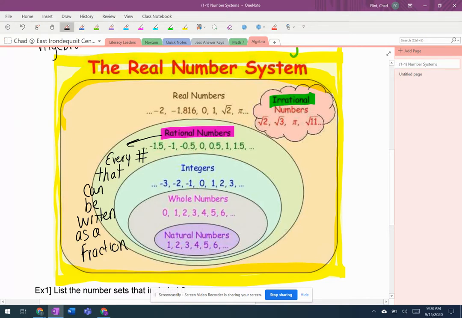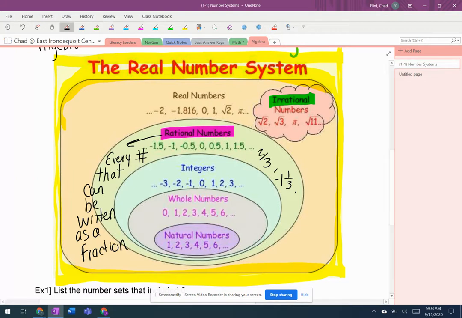We're going to add some more examples in here because we don't have any fraction examples. We have all these decimals. So 2/3 is a rational number. You can have mixed numbers, 1 1/3, -1 1/3. Any number that can be written as a fraction is a rational number.